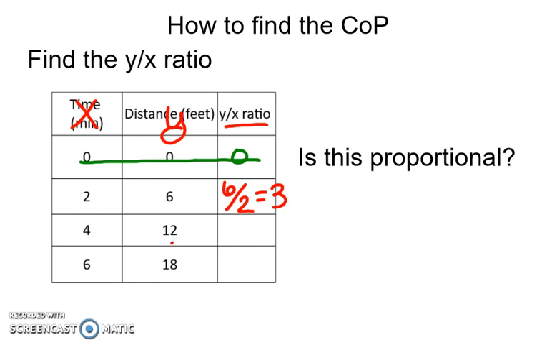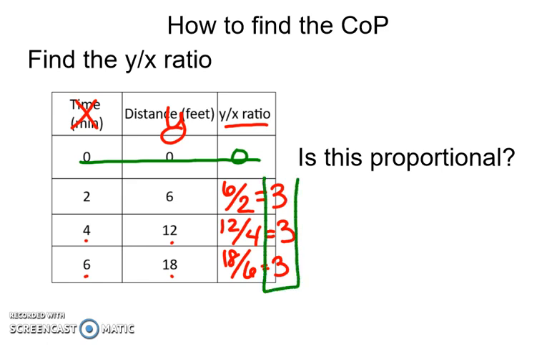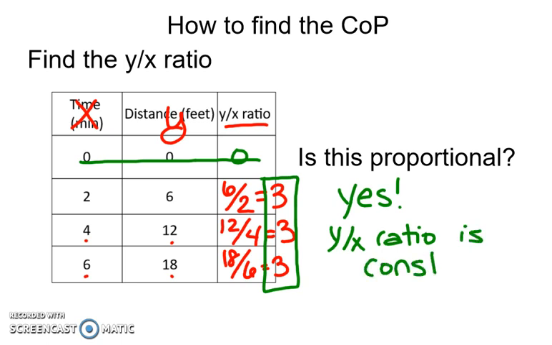Here I've got 12 and 4. So 12 is my y. 12 divided by 4 is equal to 3. 18 over 6, which also equals 3. Now, as we compare our y over x ratios, you can see they were all 3. So is it proportional? Yes, it is. And how do we know? Because our y over x ratio is constant. Okay? So that's what we're looking for to know if this is proportional or not.